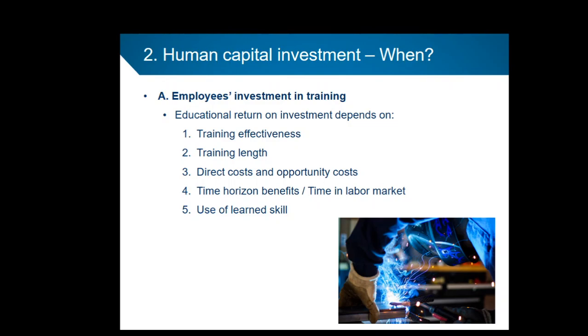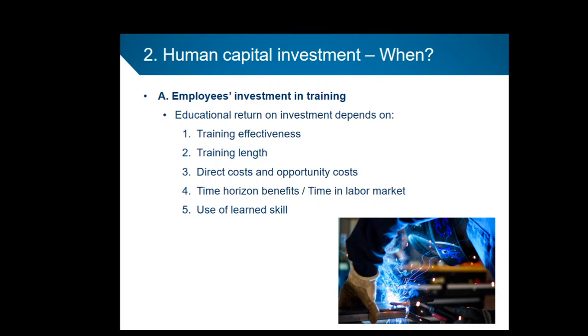Second is the length of the training. That is, the longer that Sam would be in the welding program, or alternatively, the longer you take as a student over your study progress, the longer it takes before money can be made and returns can be realized. So the longer you also have foregone income.